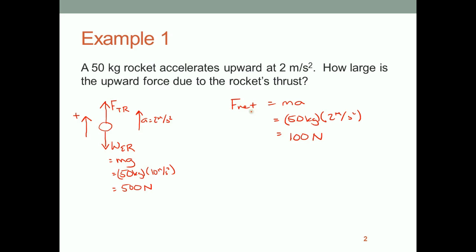I can rewrite the net force in terms of the forces on the rocket. So I take all the forces in my positive direction, subtract off the forces in the negative direction. So that means the force due to the thrust minus 500 newtons equals 100 newtons, or that the force due to the rocket's thrust is 600 newtons.